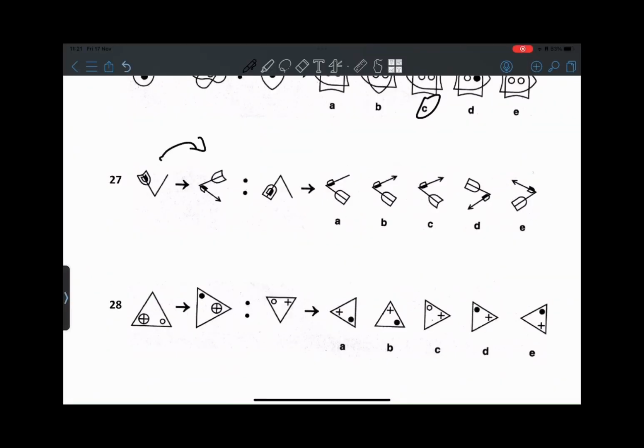So this one rotates 90 degrees to the right, so clockwise, so let's do that to this.